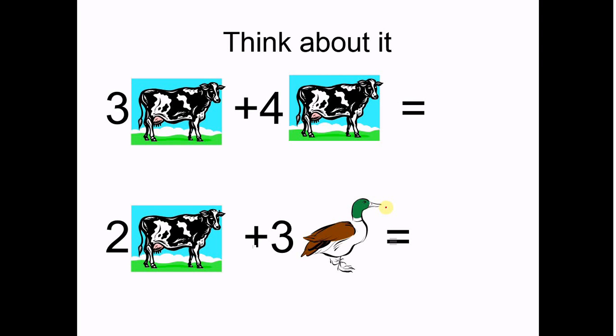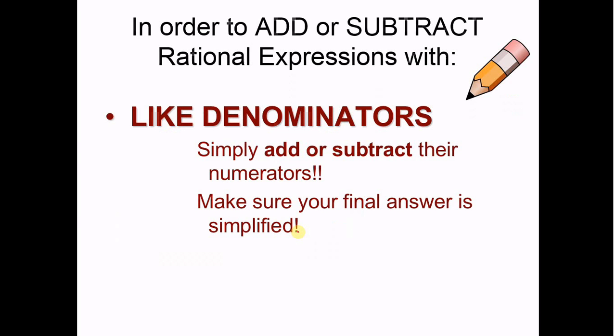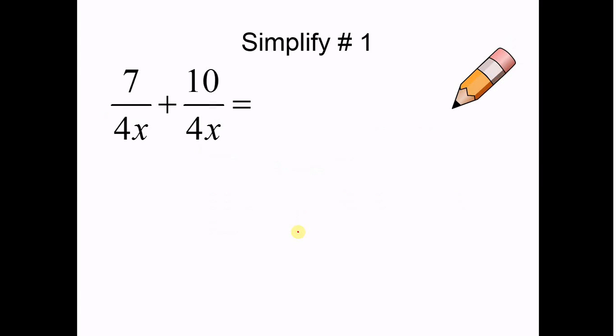So now, let's think. If I have 3 cows plus 4 cows, I have 7 cows, right? Makes sense, right? What if I have 2 cows plus 3 ducks? I don't have 5 cows and ducks. No. I have 2 cows and 3 ducks. So, same thing comes in with this. To add or subtract with like denominators, you're simply going to add or subtract the numerators, and make sure your final answer is simplified. So let's take a look at a few problems like this.